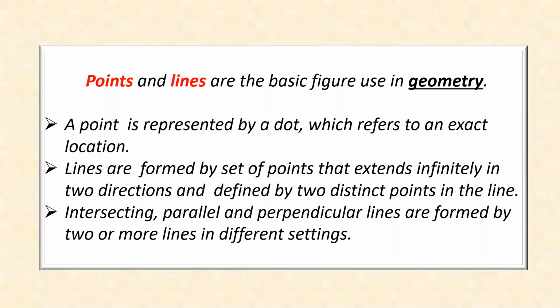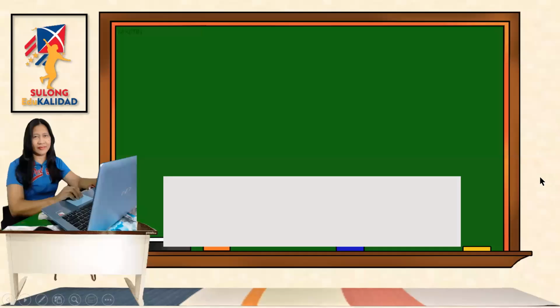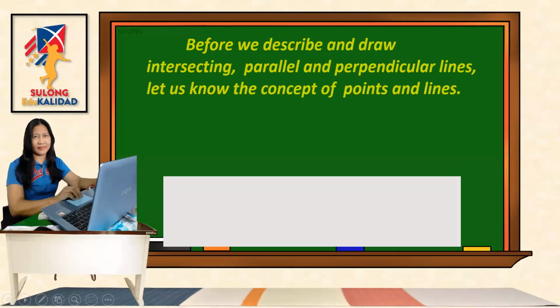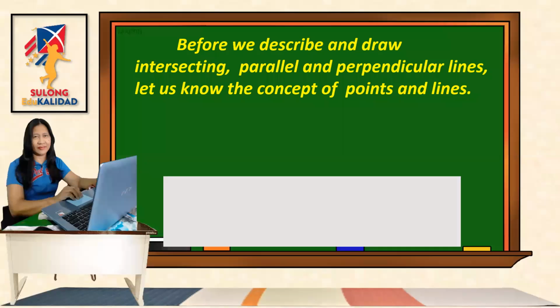Intersecting, parallel, and perpendicular lines are formed by two or more lines in different settings. Before we describe and draw intersecting, parallel, and perpendicular lines, let us know the concept of points and lines. So let us first talk about what are points and lines.